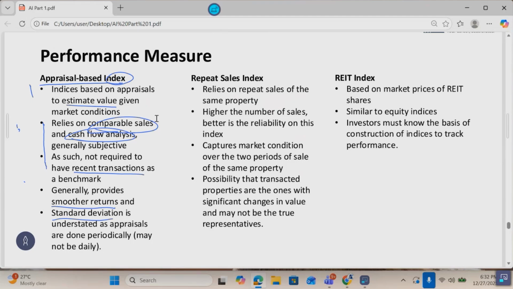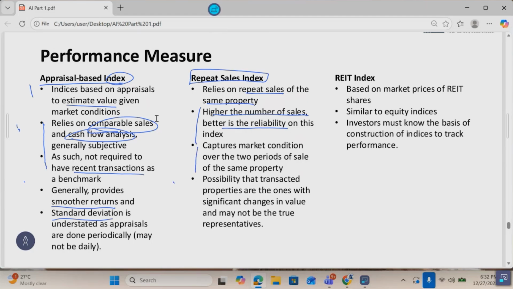Repeat sales index. Now, repeat sales index means I'm trying to look at the repeat sales of the same property. How much the repeat sales of that same property must have been. That's called my repeat sales index. Higher the number of sales, the better the reliability. If there are more sales that were repeated at the same time, I can rely more on that.